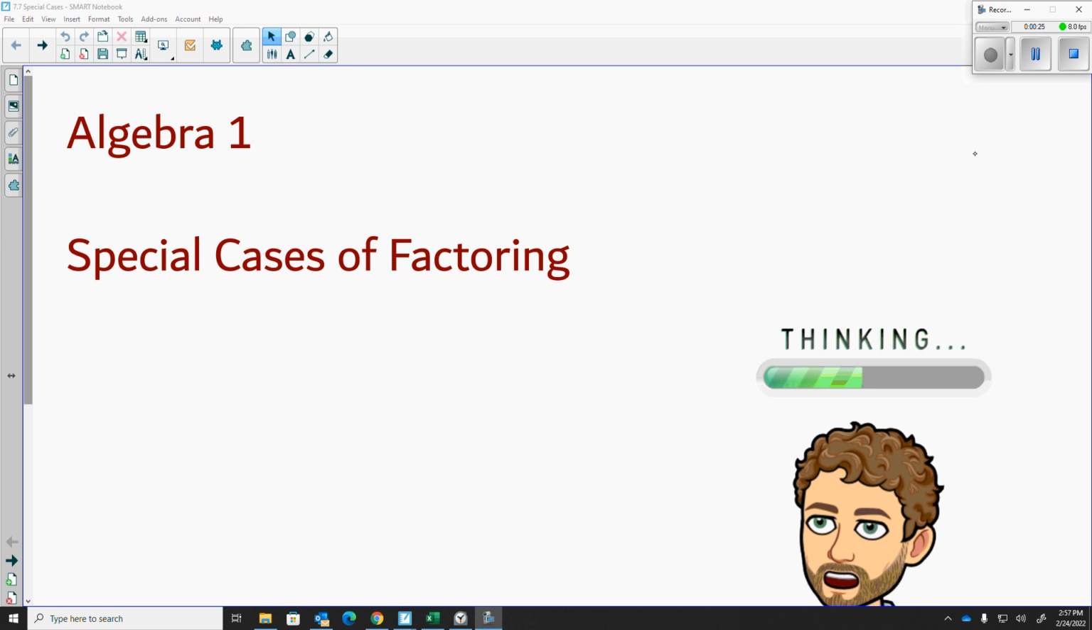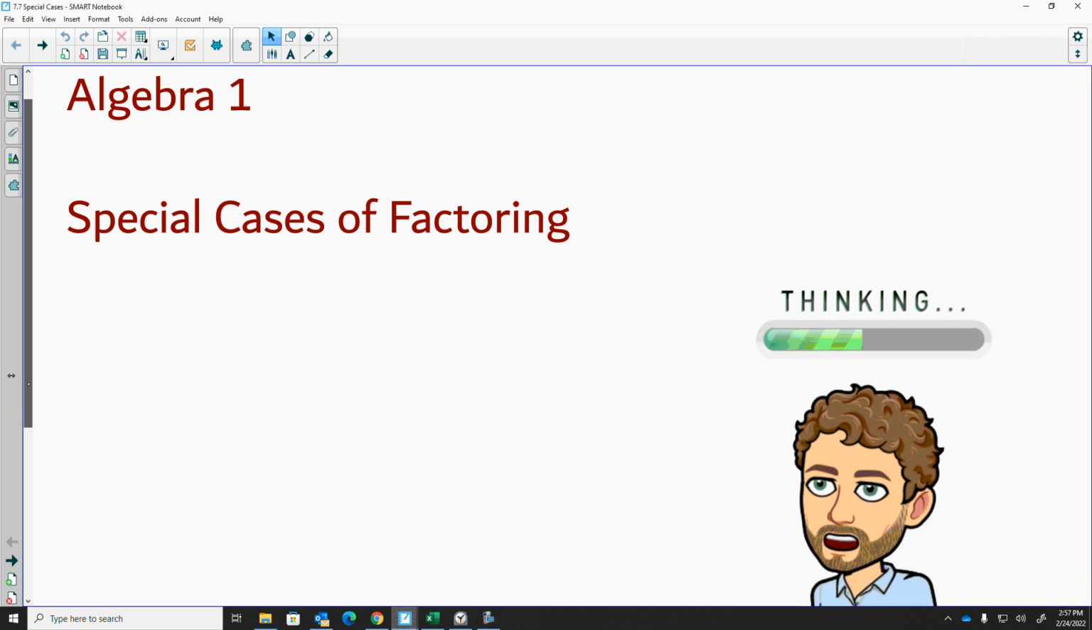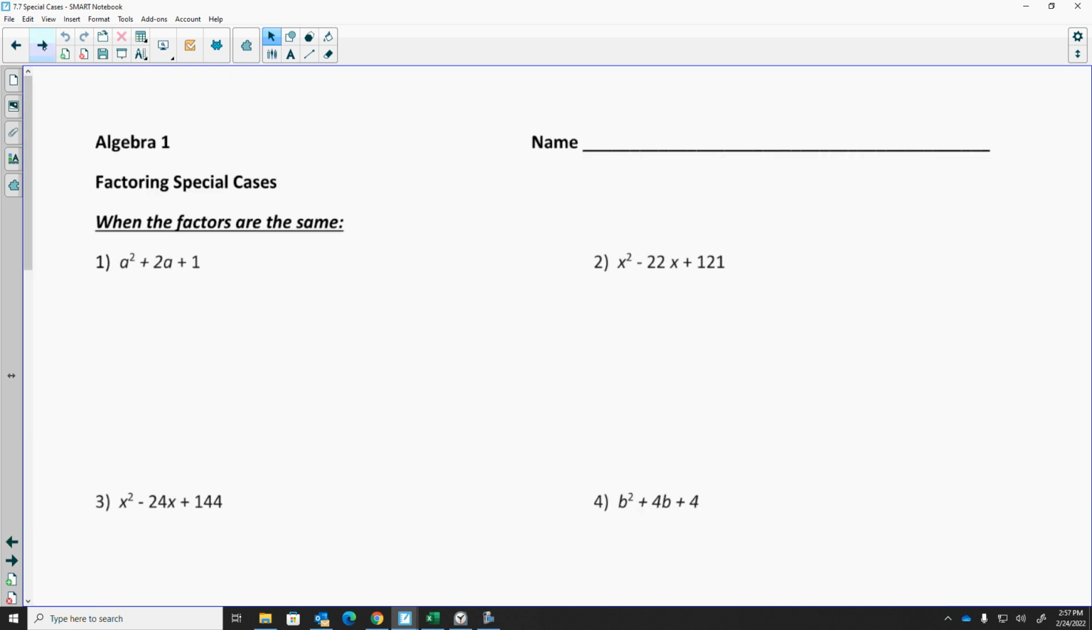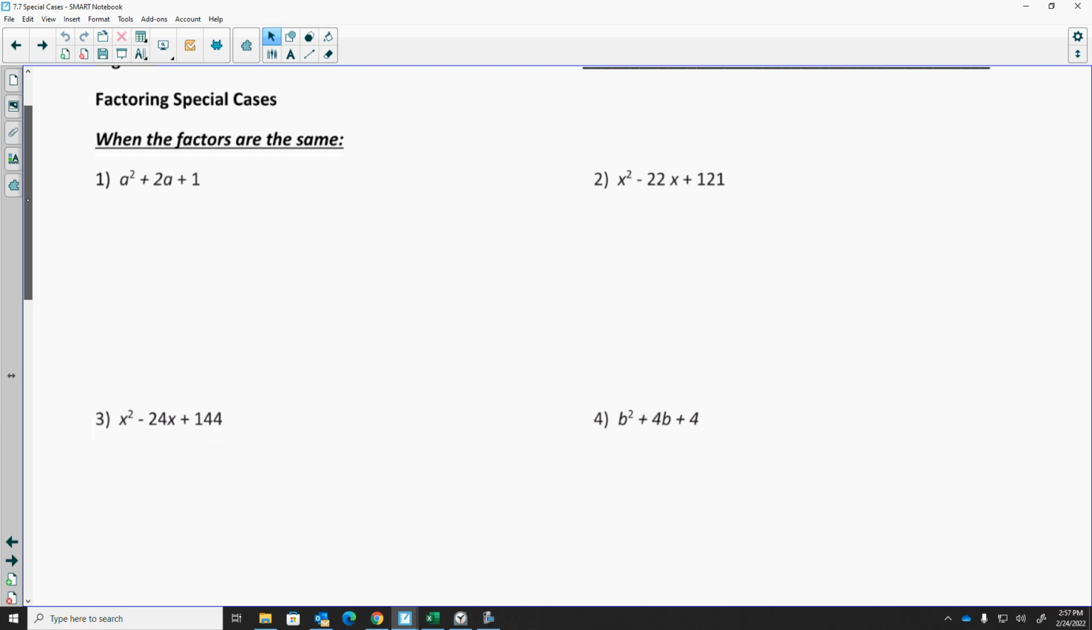Yeah, test is next week's problem, but we'll talk about that later. Today we got to talk about, this is the last new thing I got to show you with factoring. Last new thing, and then we're just going to be practicing, okay? Special cases, basically like weird stuff that happens sometimes when you factor, okay?